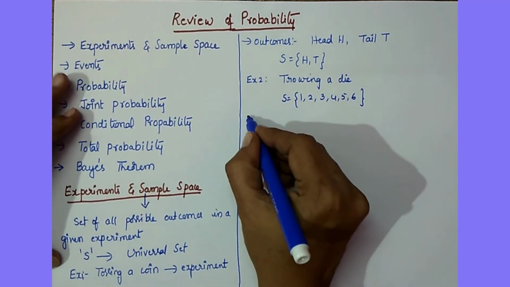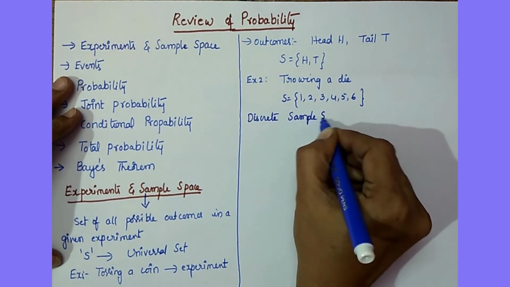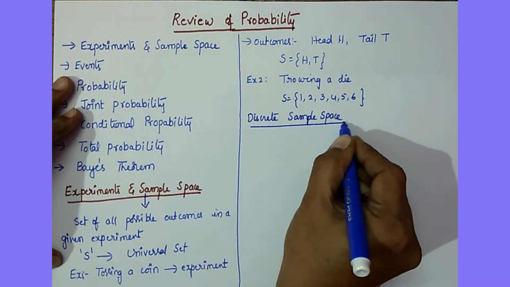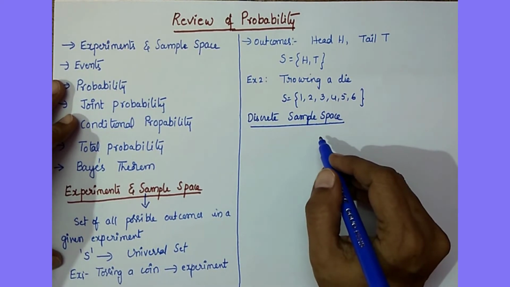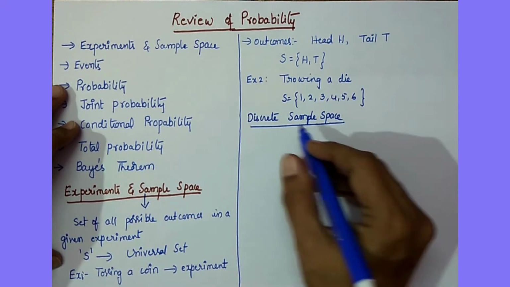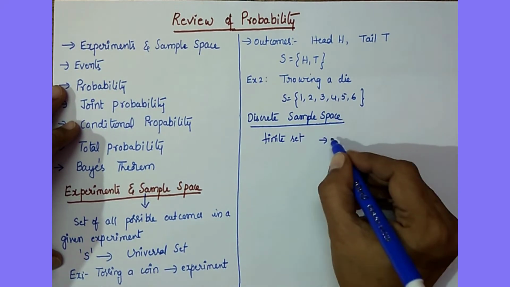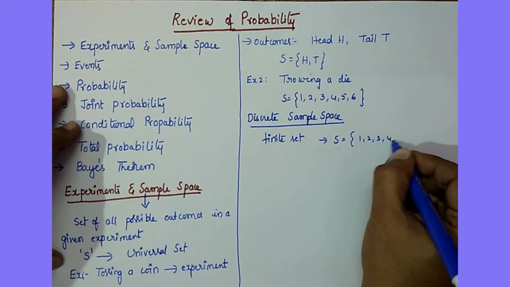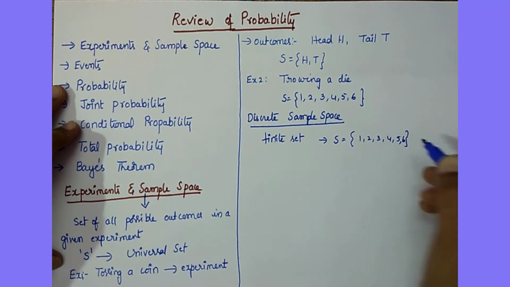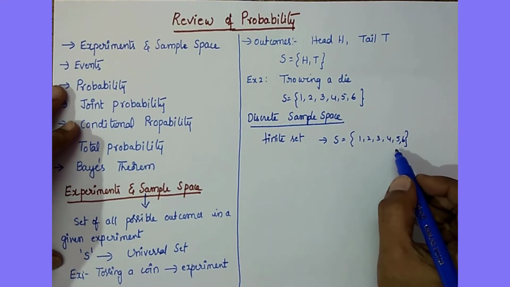Then, what is discrete sample space? A sample space is said to be discrete if the elements are a finite set of elements. If the elements are included in a finite set, like this: if S is 1, 2, 3, 4, 5, 6, then if you see, the set is finite and the numbers are discrete. So this type of sample space is called discrete sample space.